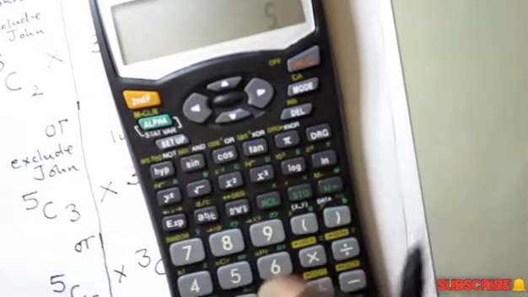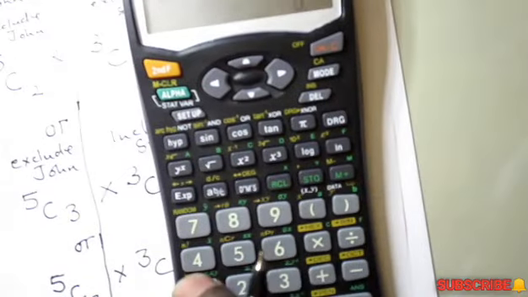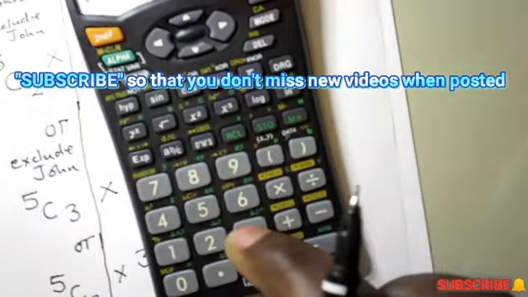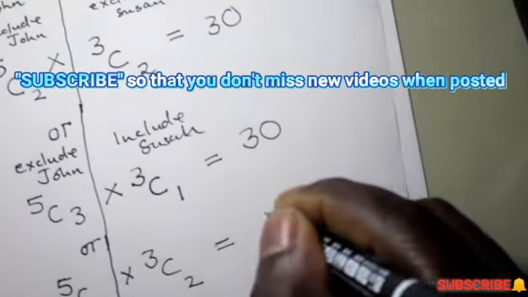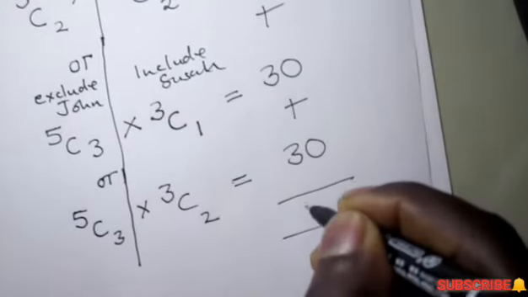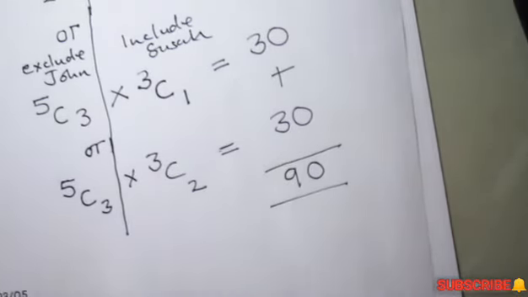Right. So the first result here is 30. We move on to the next. 5 second function combination of 3 times 3 second function combination of 1, you get 30 again. Then move on to the last. 5 combination of 3 times 3 combination of 2, what do you get? You get 30 again. So 30 plus 30 plus 30, remember "or" means plus, you get what? 90. So the committee can be selected in 90 ways.